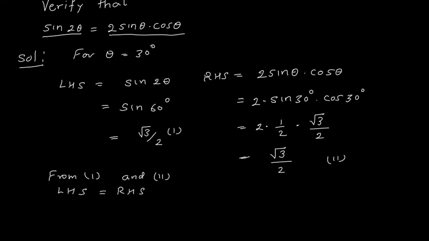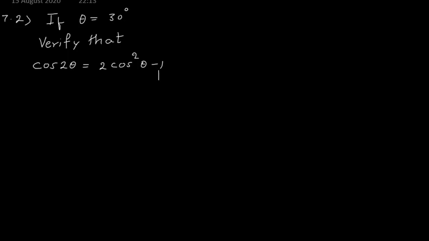Therefore, you can say sin 2 theta is equal to 2 times sin theta into cos theta. Now let us move to the next problem. If theta is 30 degrees, we have to verify again.